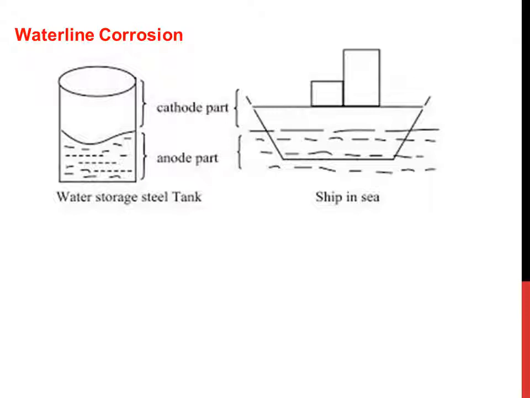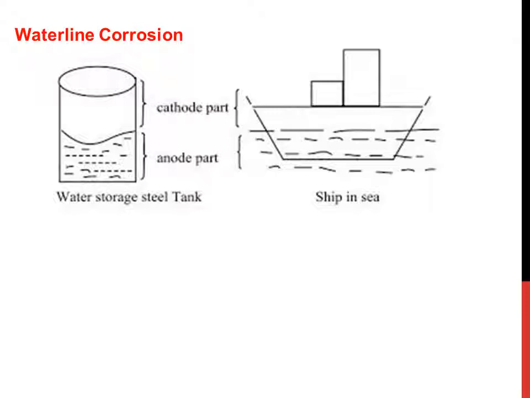So why does the metal below the water line get corroded here? Because the metal below the water line has less supply of oxygen and it is poorly oxygenated. So obviously it acts as an anode, and the metal above the water line is highly oxygenated and acts as cathode.